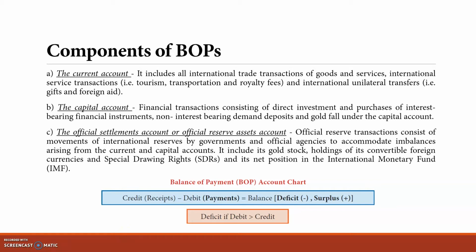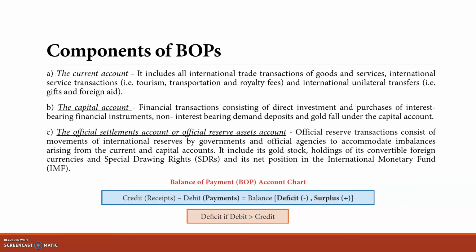So the third one is the official settlements account or official reserve assets account. From the two sides, current account and capital account, along with that we are also maintaining the official settlements account. The official settlements means the government settles the amount for importation and maintains the income earned through exports. So what earnings they are able to get through exports is called the official reserve assets account.